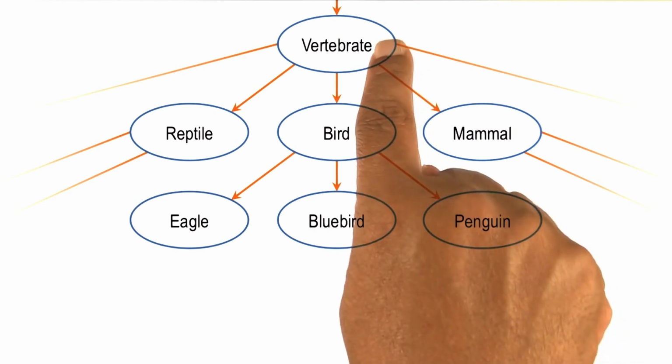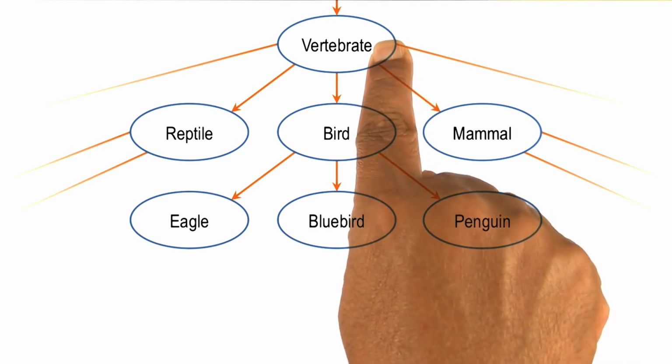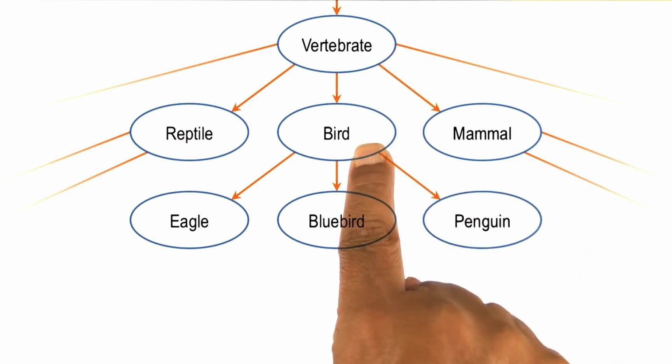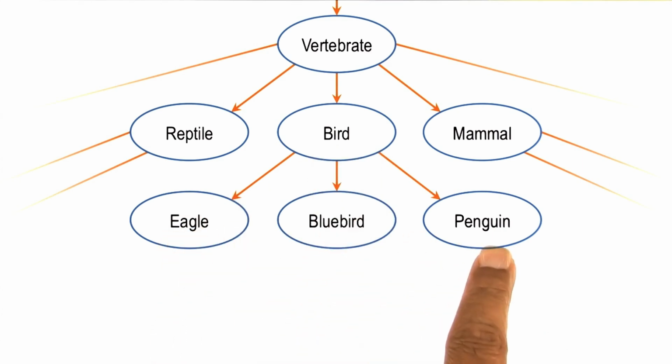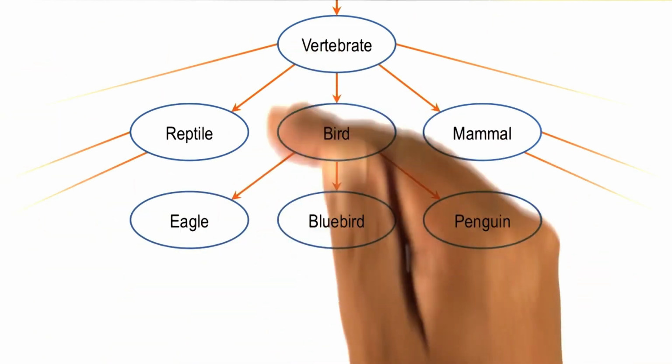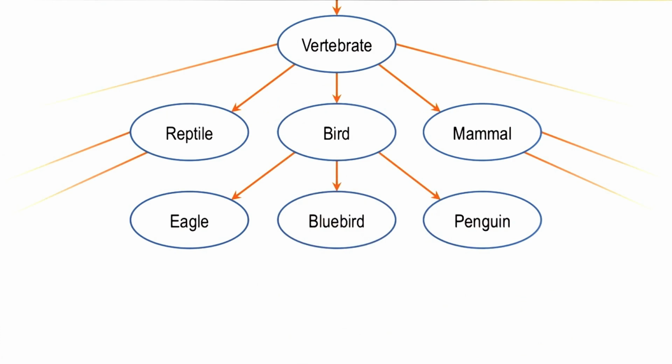And you may start initially by saying, well, is it a vertebrate? Then is it a bird? And if it is a bird, then is it an eagle, a bluebird, or penguin? When you and I do processing of this kind, it might happen so fast that we might not be aware of it. But when we're trying to build an AI agent, we have to make that processing very, very explicit.